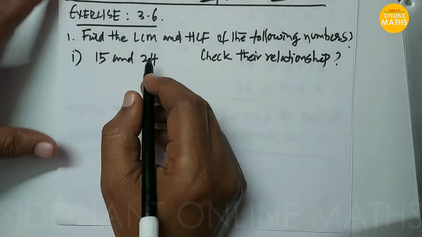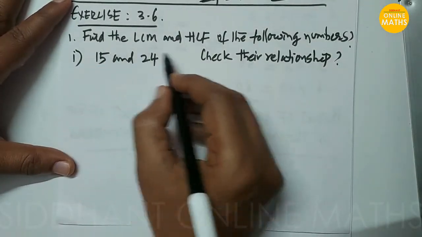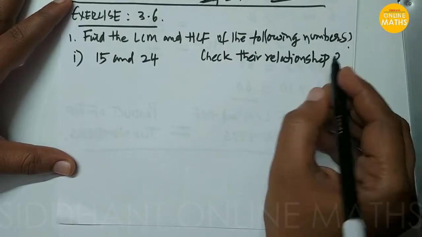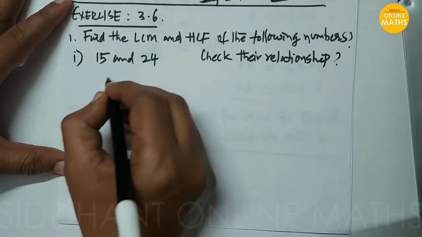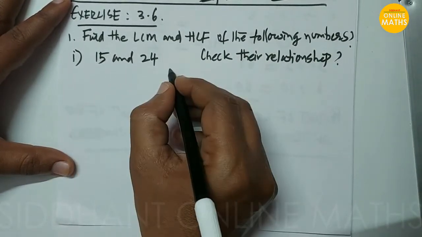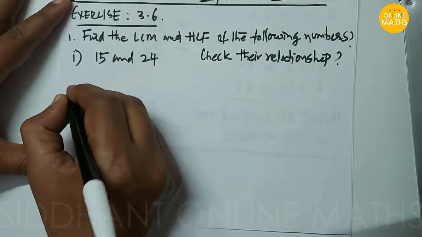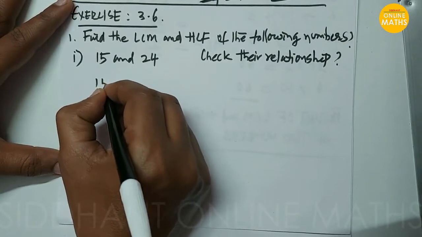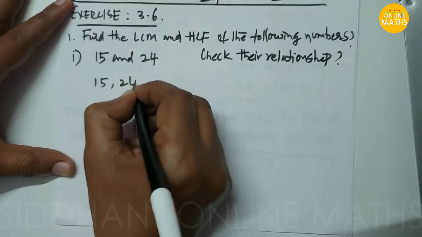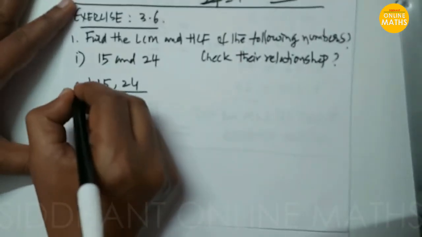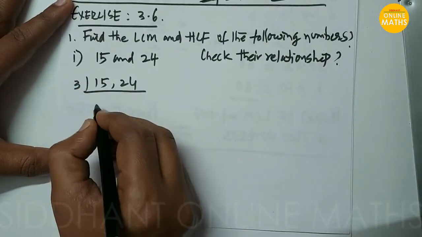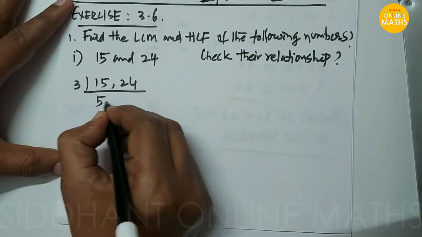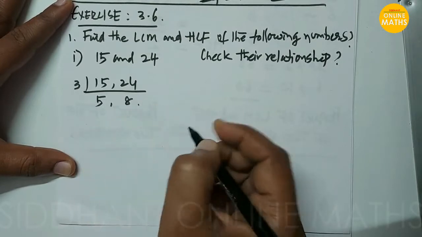Exercise 3.6. First question. Find the LCM and HCF of the following numbers and check their relationship. The first one is 15 and 24. Let's find out the LCM here. For 15 and 24, we are going to take 3 common here. It goes with 5 and 8.